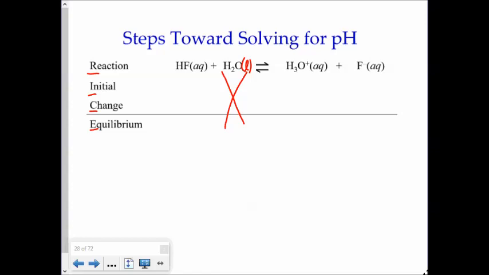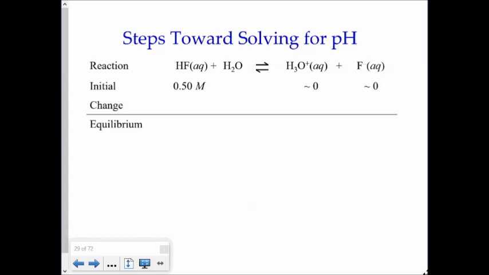So our initial concentration of our HF was 0.5. Our initial concentrations of hydronium and the fluoride are going to be around 0. This is as it's reacting with water. And we still do our change based off of that molar relationship. So what are we going to do for the HF?